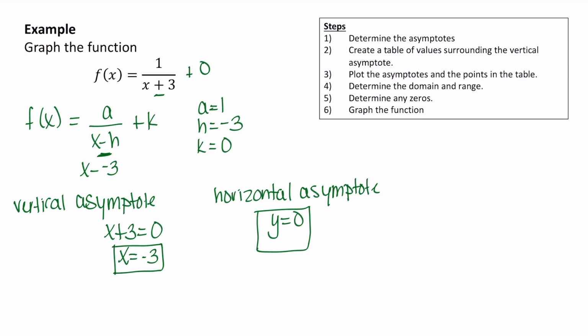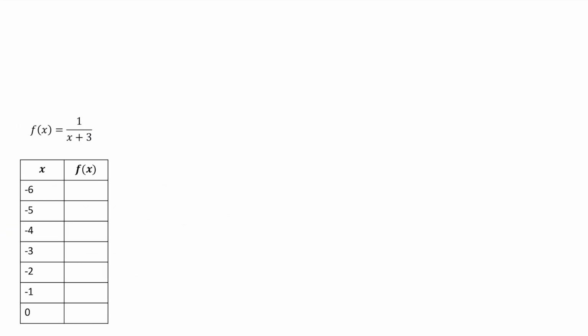And so now let's work on creating our table of values. So what we're going to do is, see here, negative 3 is the vertical asymptote. So we're going to figure out the values of some points that are around the vertical asymptote so that we can create the graph of our function. So we have f of x equals 1 over x plus 3. So notice here is negative 3. So we know that at this point, f of x is undefined. That's our vertical asymptote. So let's look at a few points on either side of that value.